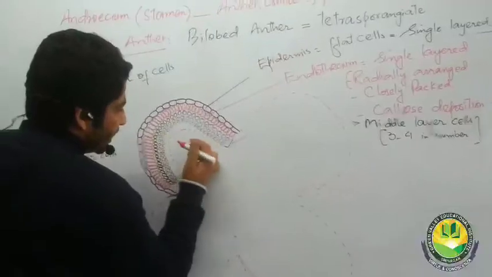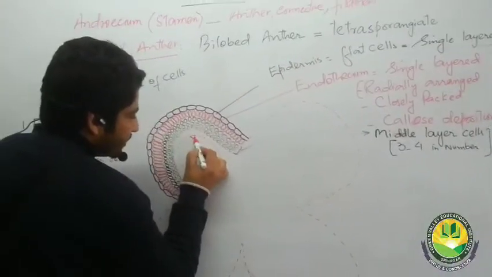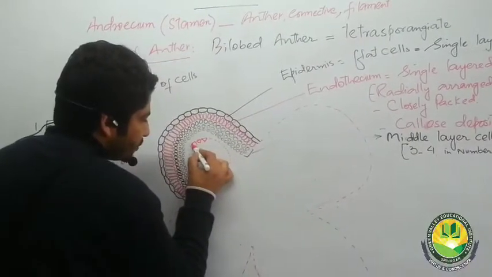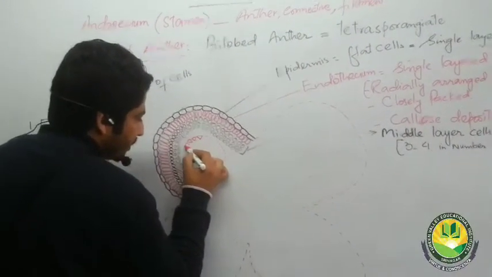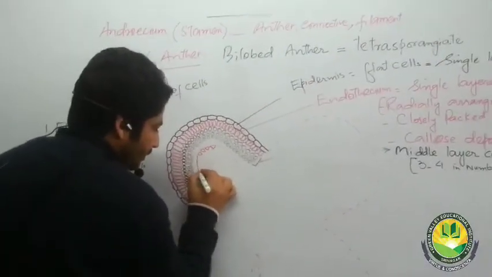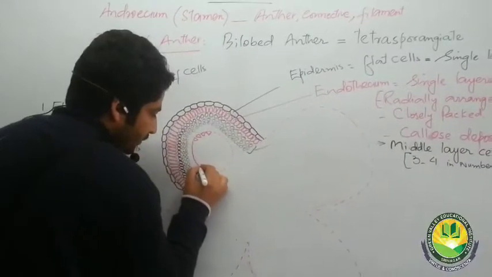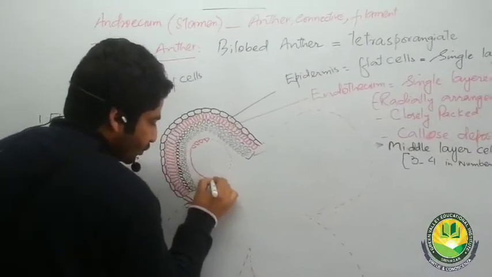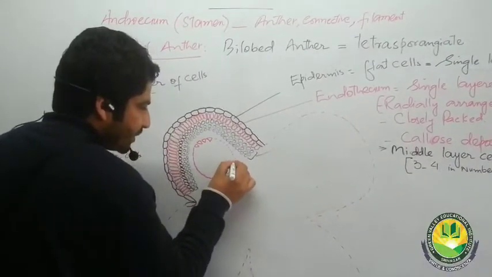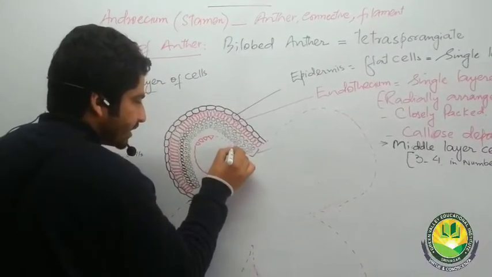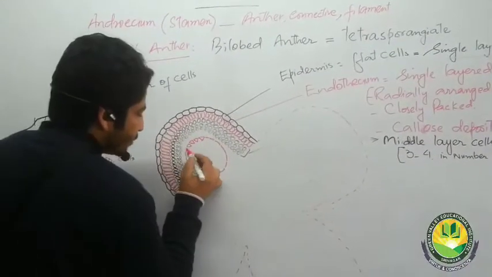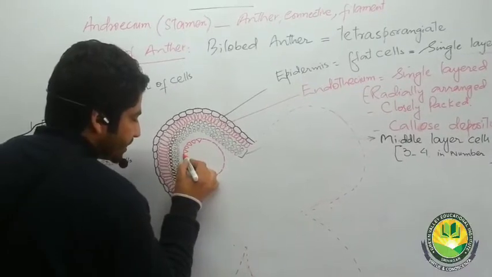So there are the tapetal cells which surround the sporogenous cells. Now, if a question comes about the tapetum, where are the tapetal cells present? They are present inside the anther and surround what? They surround the sporogenous cells.